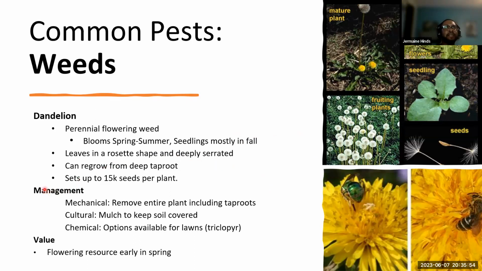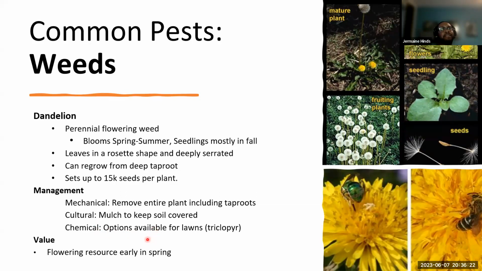As far as management, there's mechanical, so removing the entire plant, including the taproot. You want to mulch to keep the soil covered. This will prevent any dandelion seedlings from growing and competing with your ornamental plants or your crop. When they're covered, they can't get sunlight to grow. As far as chemical controls, there are options available for lawns.